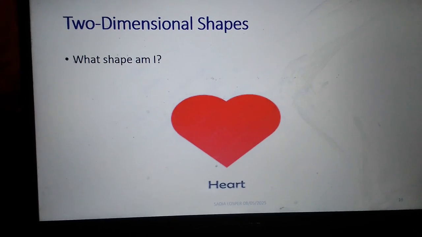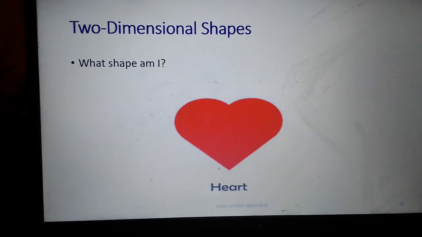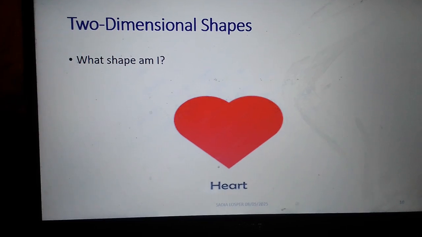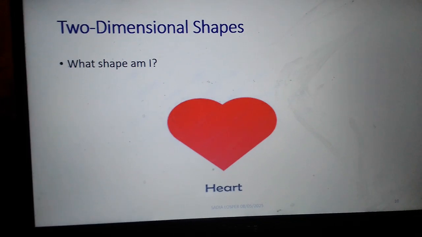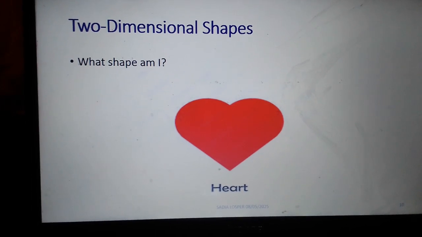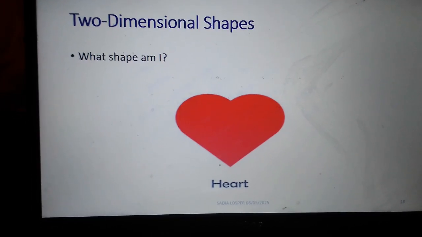The heart. Does anybody know how many corners a heart has? Take a good look at the picture, guys.